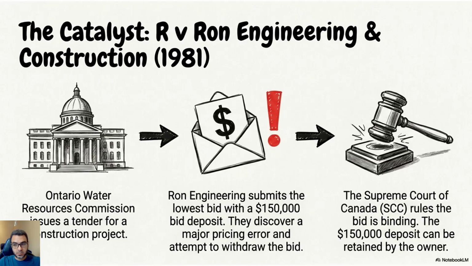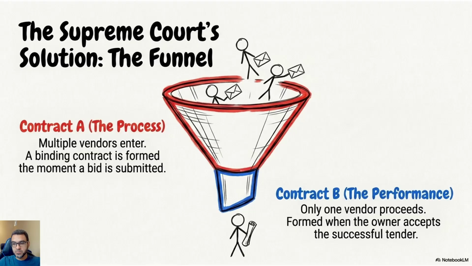However, the client, Ontario Water Resources Commission, refused to return the bid deposit, and then this case went to the court. The Supreme Court of Canada ruled that the bid was binding. That means that the deposit cannot be retrieved, and it can be retained by the client. And at that moment, the Supreme Court coined this new term, Contract A and Contract B.